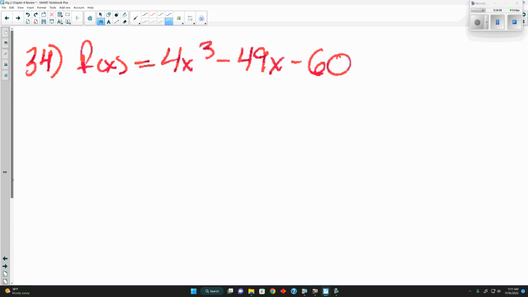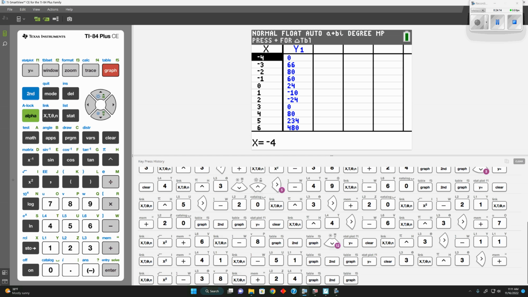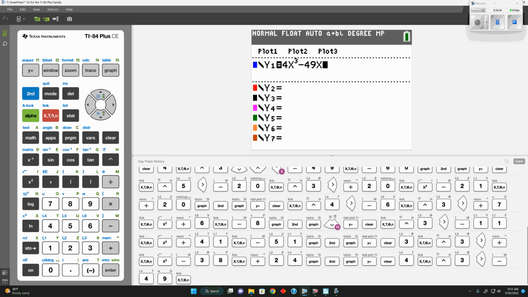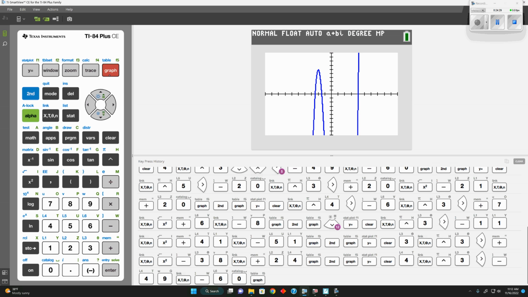How many solutions should we have? 3, because the degree is 3. So I would, again, start off by graphing. So we'll have 4x to the third minus 49x minus 60. And again, we're wanting to have at least one nice solution, one natural or integer solution. Because if we have one integer solution, we can take it from a degree 3 down to a degree 2 and either use the quadratic formula or some method for solving quadratics.